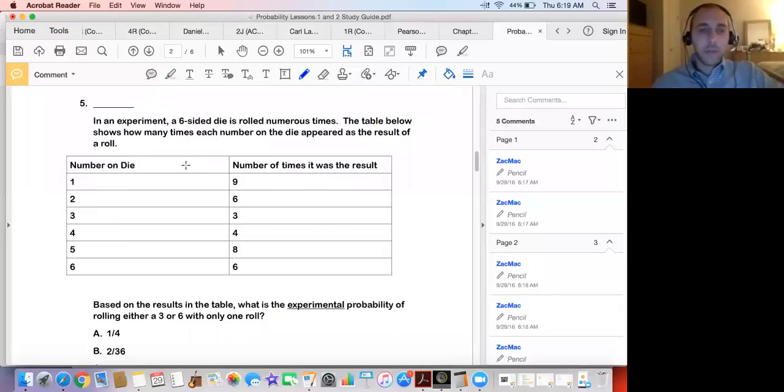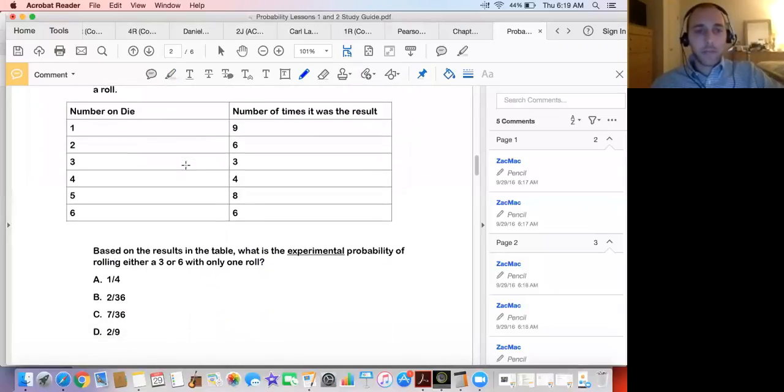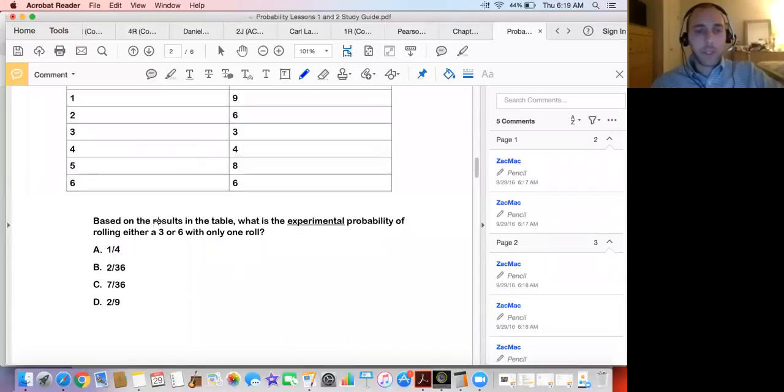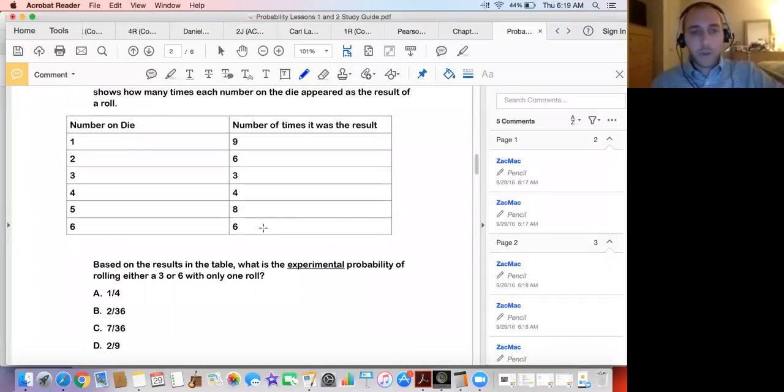Okay, so the question itself is down here. Based on the results of the table, what is the experimental probability of rolling either a 3 or a 6 with only one roll? So obviously, rolling a 3 and rolling a 6 are mutually exclusive outcomes. We can't do those at the same time. So we find the probability of each one, and then we add those probabilities together.